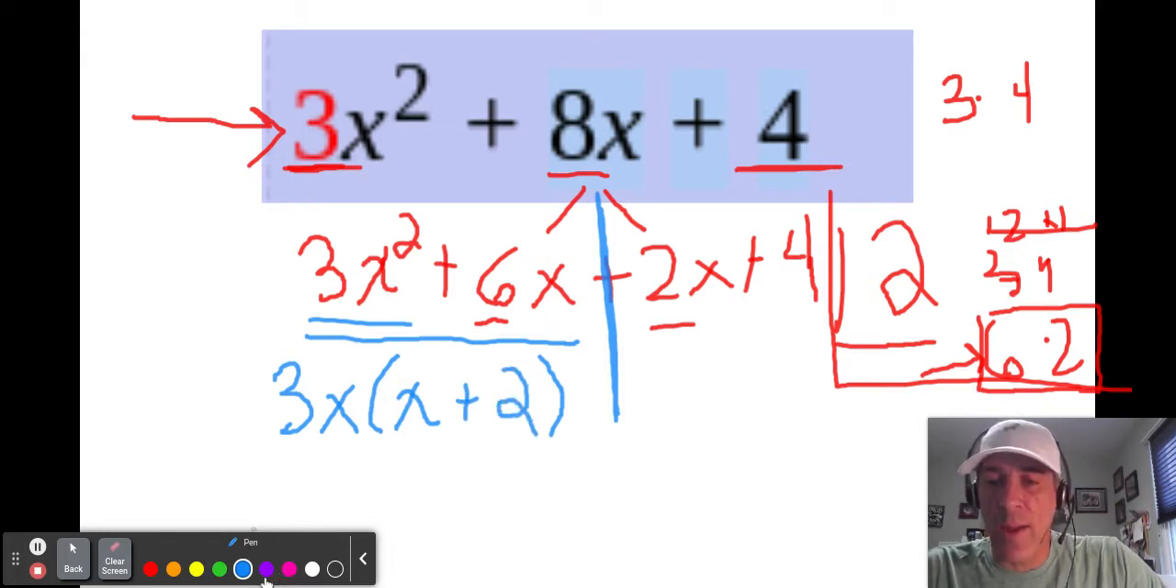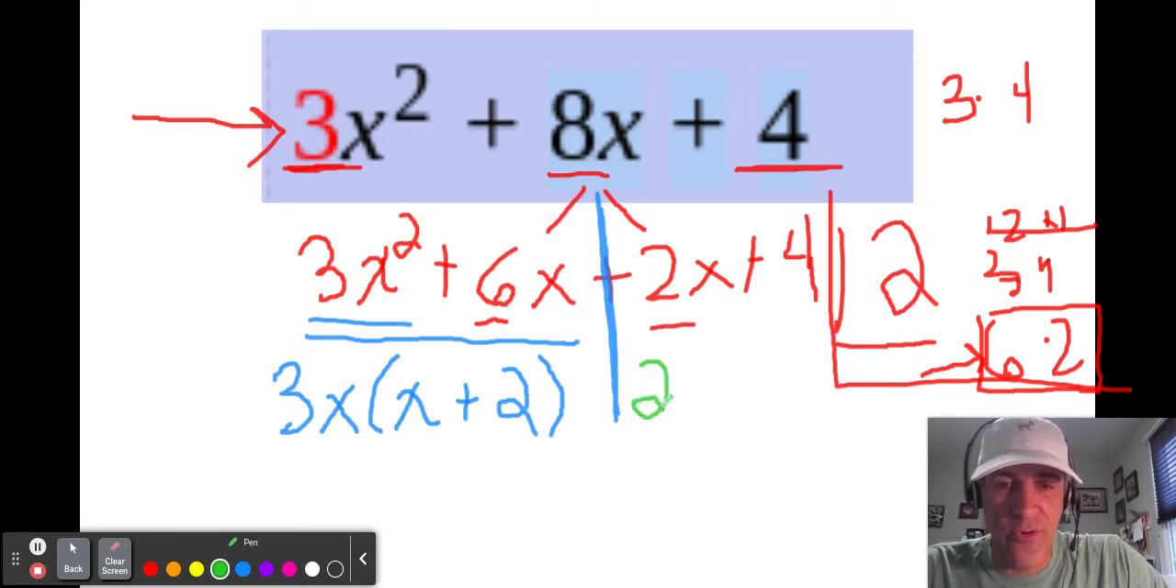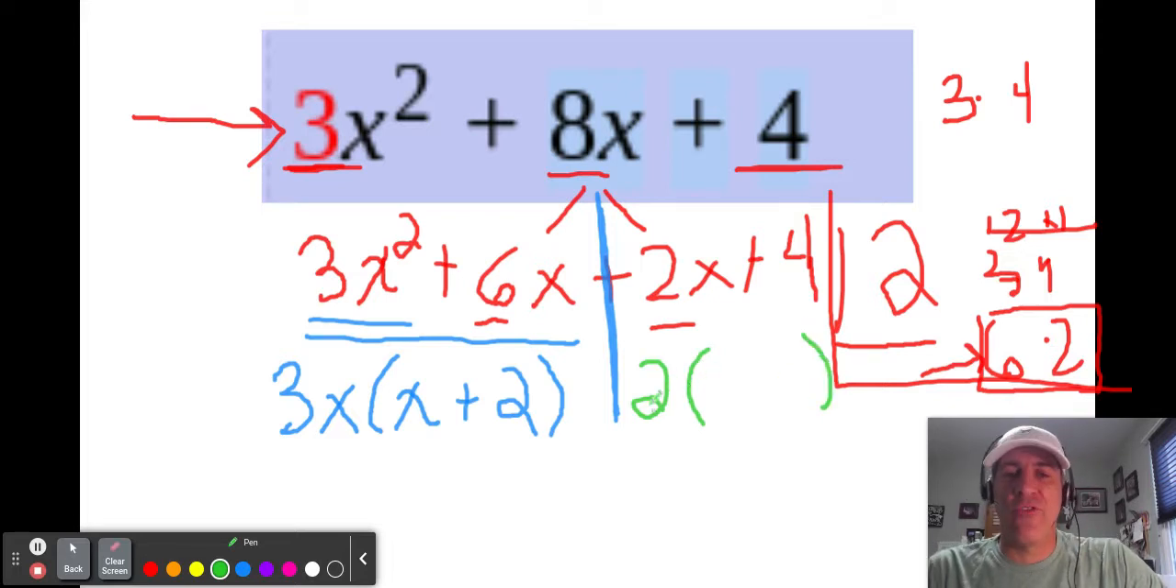Now I'm going to do the same thing to the second half. My 2x plus 4. I want to factor something out. What's the GCF of 2x and 4? That's just going to be 2. And now I'm going to factor that out. When I factor out a 2 from 2x, that leaves me with x. And I factor out a 2 from 4, that leaves me with 2.